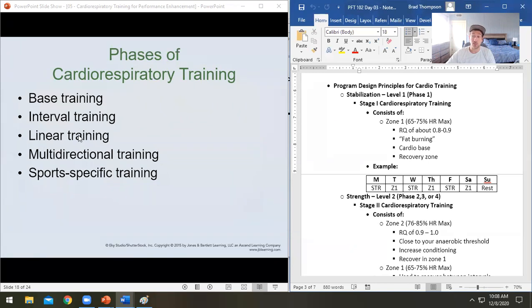So we start to work on speed. It's like, all right, I want you to sprint this 40, sprint this 40. It should be super, super intense. And then we give them certain bits of recovery, right? Or maybe it's like a 300-yard shuttle, right?